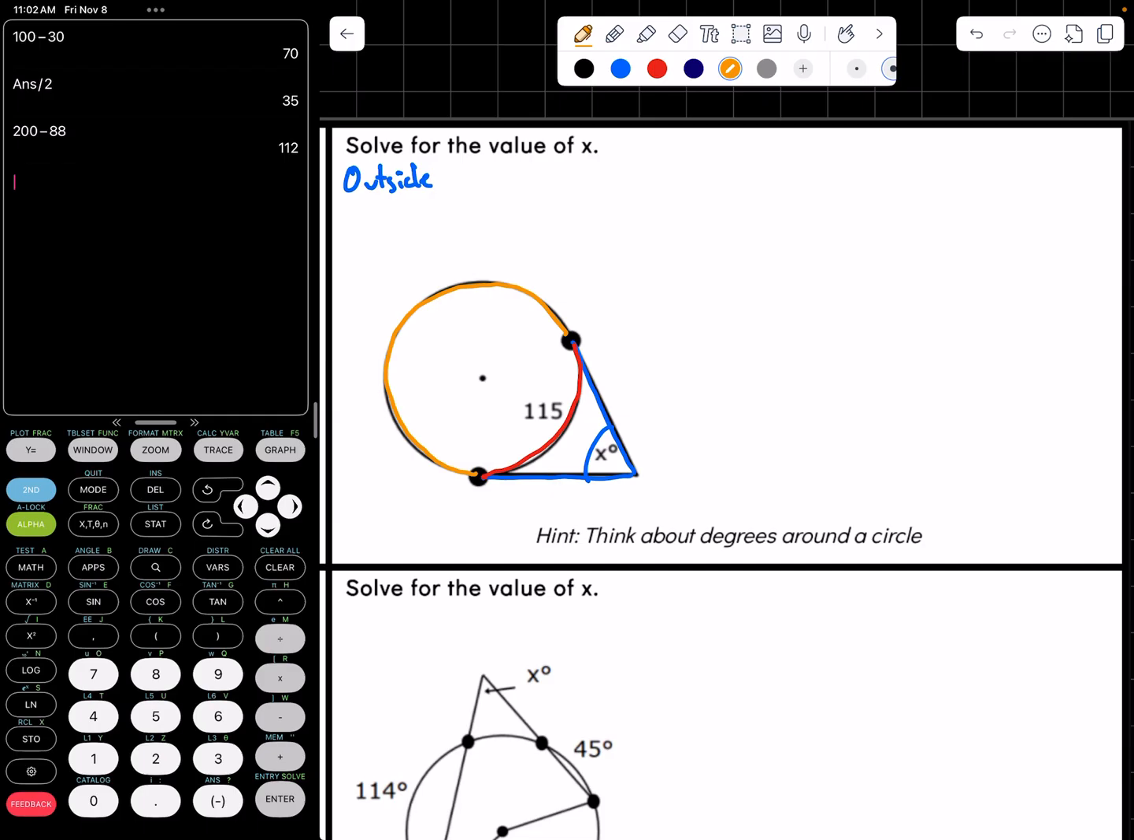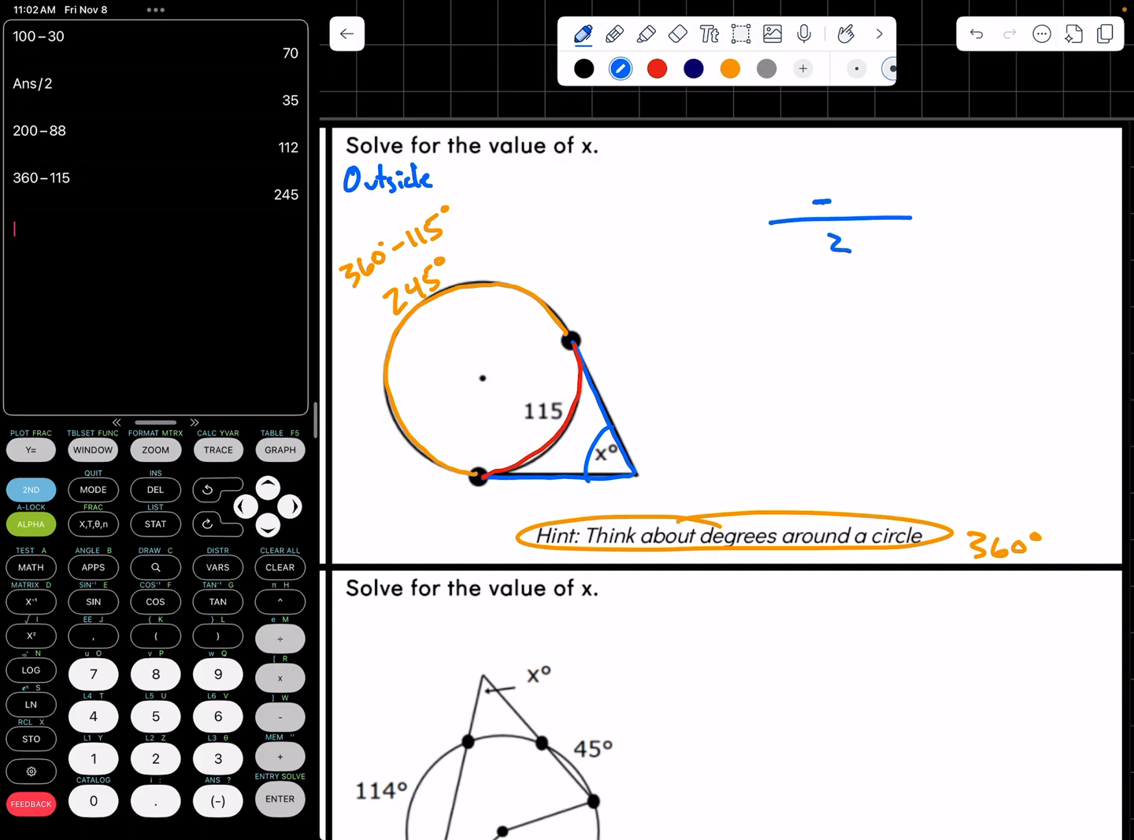Now, in order for me to do that, I need to think about the number of degrees around a circle, which is in fact 360 degrees. So if I take 360 and I subtract 115, then I'm left with my missing piece, my missing arc at 245. Now I can plug into my subtraction formula.